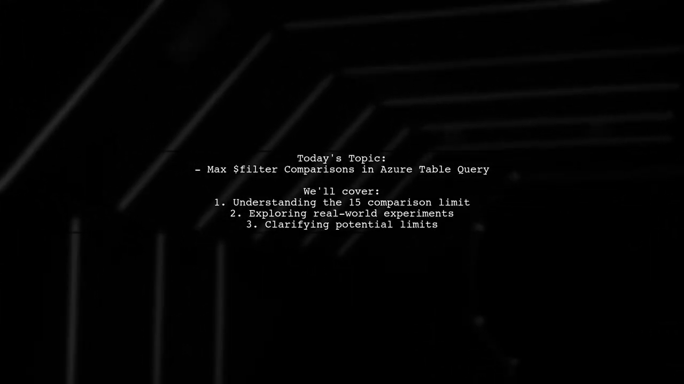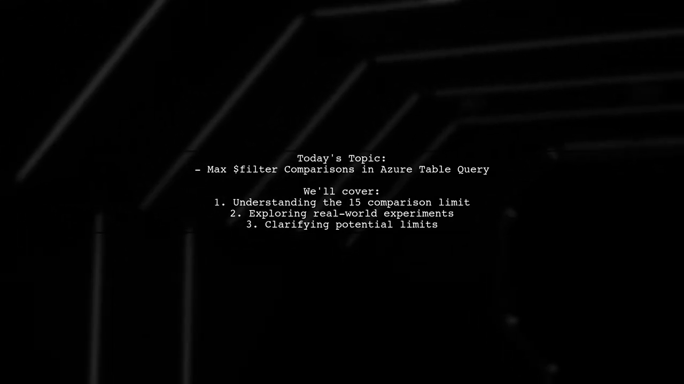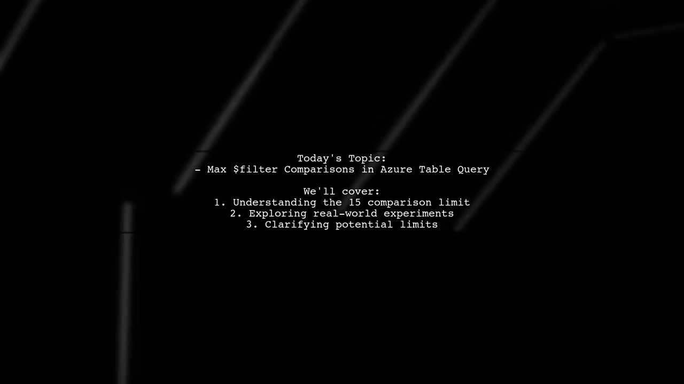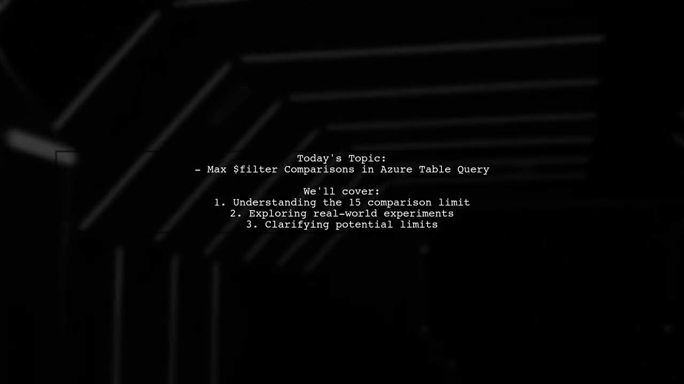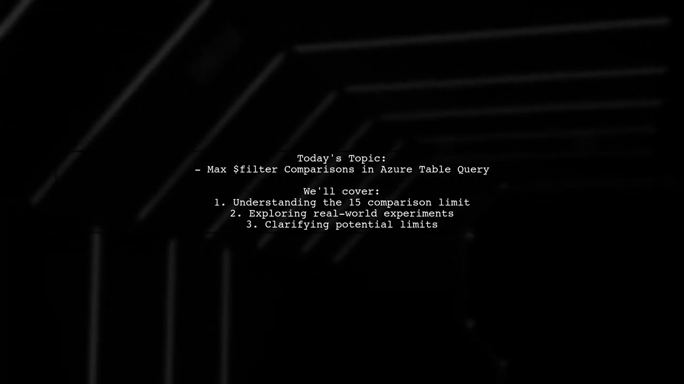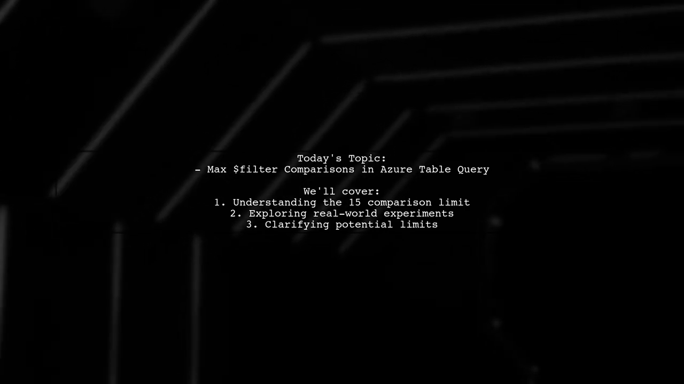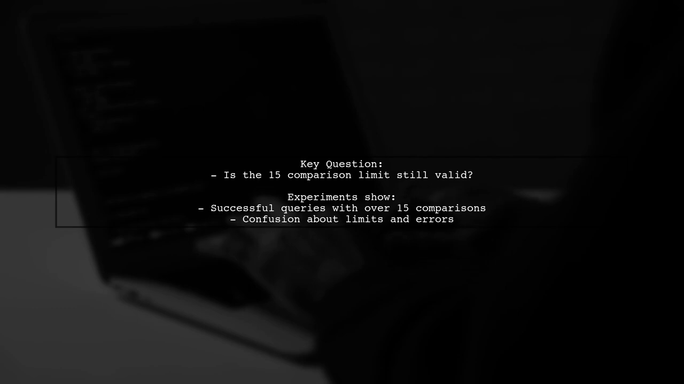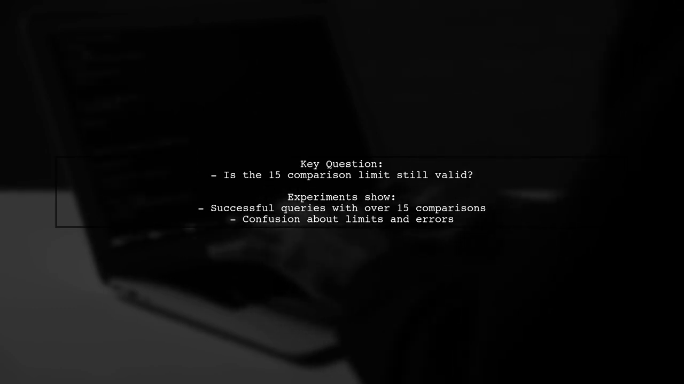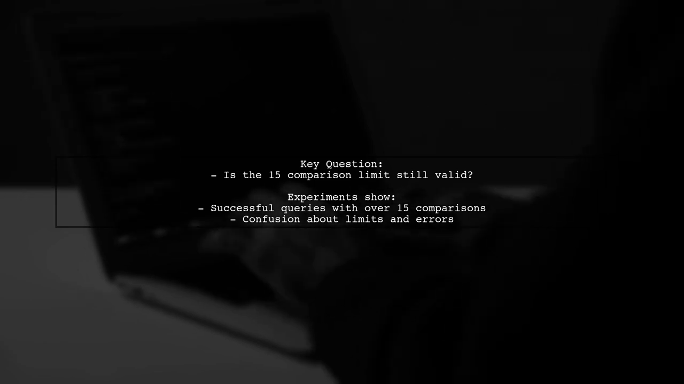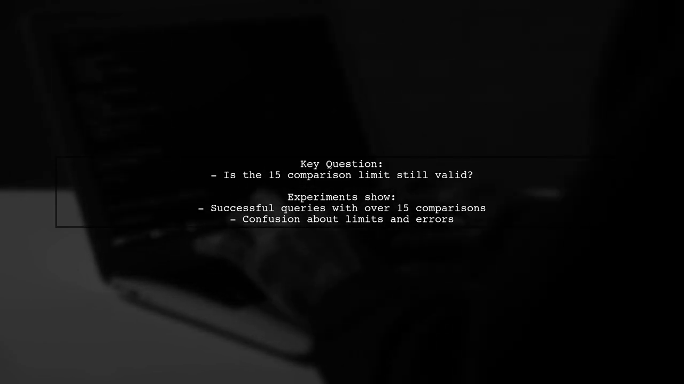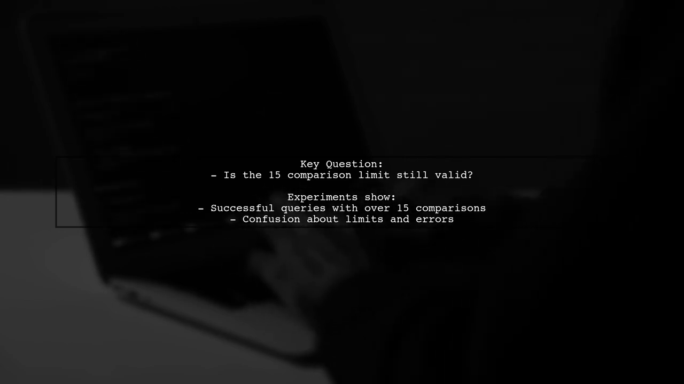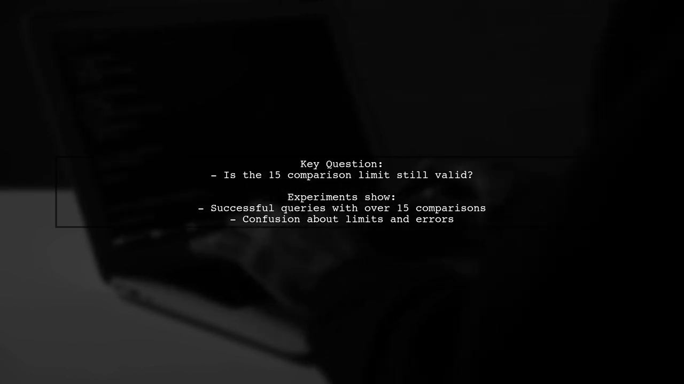Today, we're diving into a fascinating question from the Azure community. Our viewer is curious about the maximum number of filter comparisons allowed in an Azure table query. The viewer points out that the official documentation states a limit of 15 discrete comparisons within a filter string. However, they've conducted experiments that suggest otherwise, encountering no issues with significantly more comparisons.